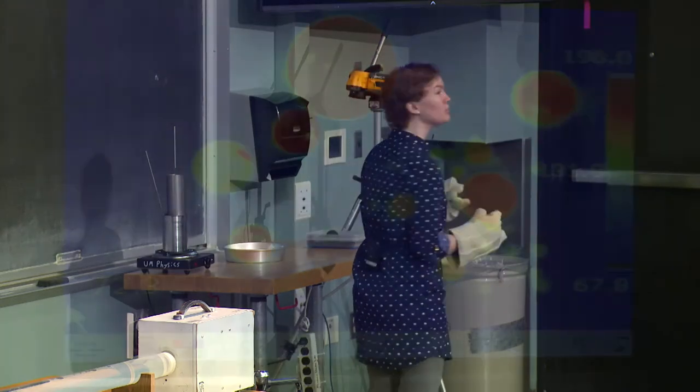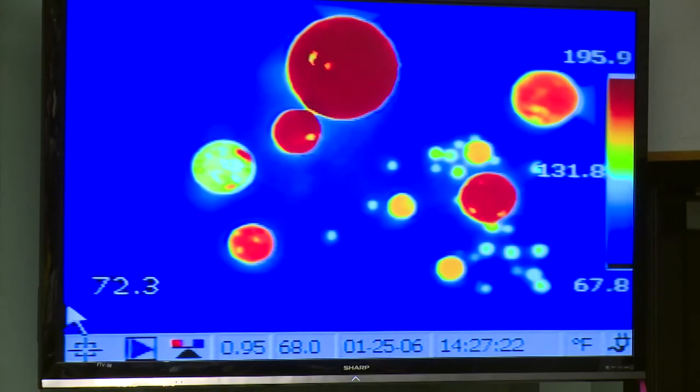And they're glowing very bright, right? Because they're hot. They have a high temperature just like these young planets. And you'll notice actually that although they all started at the same temperature, the small ones are cooling off very quickly. They're less bright already.